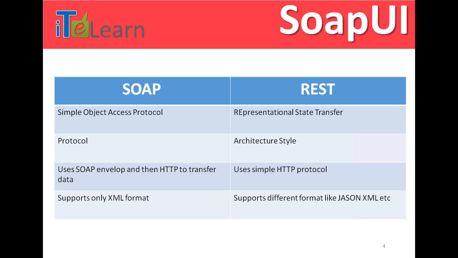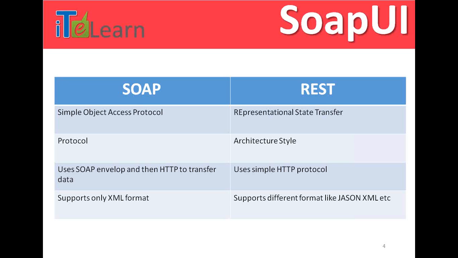Hypertext Transfer Protocol, to transfer data from one software or one machine to another machine. And it uses XML format to send or transfer data from one software to another software when you send a request. So this is the benefit of SOAP. It is platform independent, it can communicate from one software to another software, and it can communicate through firewalls and proxies.